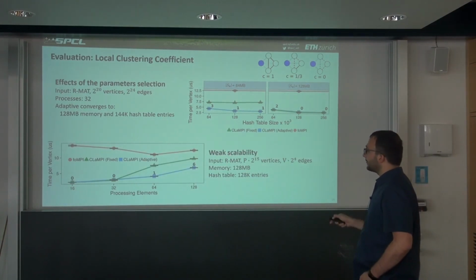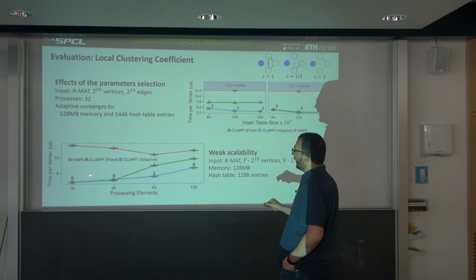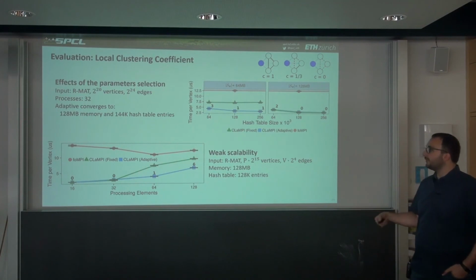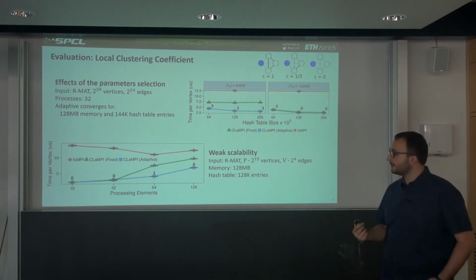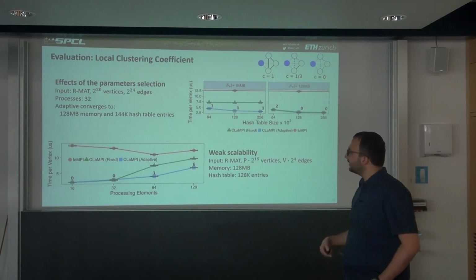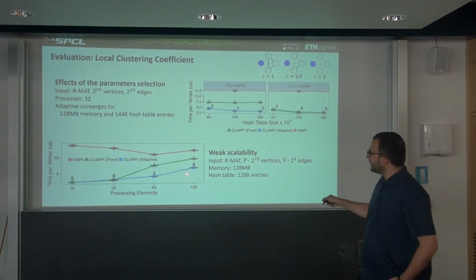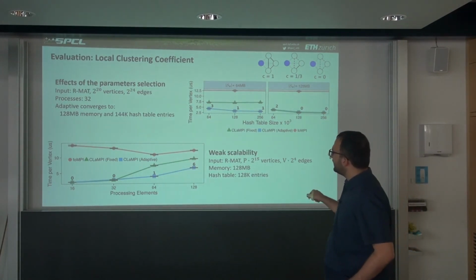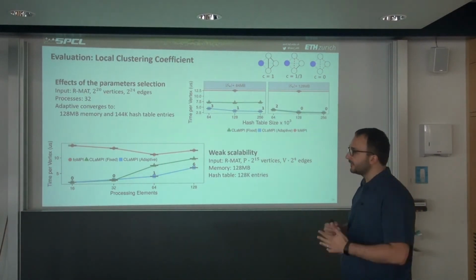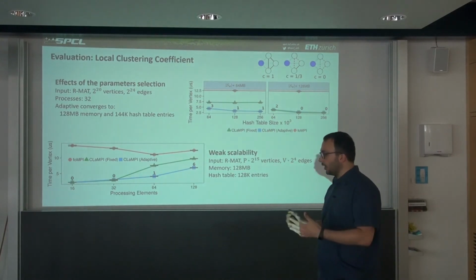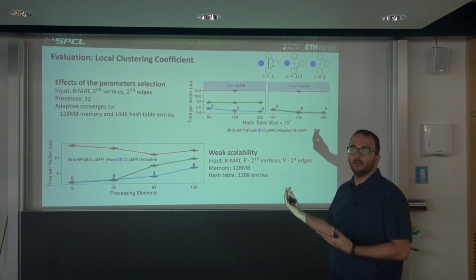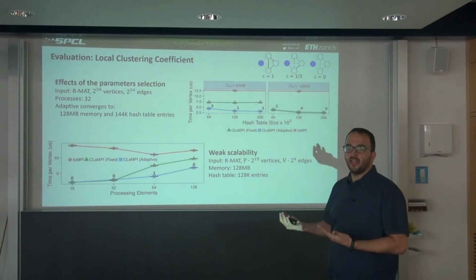And we show that while CLaMPI fixed at a certain point starts scaling worse, CLaMPI adaptive is able to adjust itself. In particular, it is able to adjust the hash table size and the memory size in a way such that it can keep a good scalability. And the main reason why the weak scalability kind of stops here is the nature of this algorithm: once you spread the load on multiple processes, you lose the locality, and hence the effect of caching disappears.